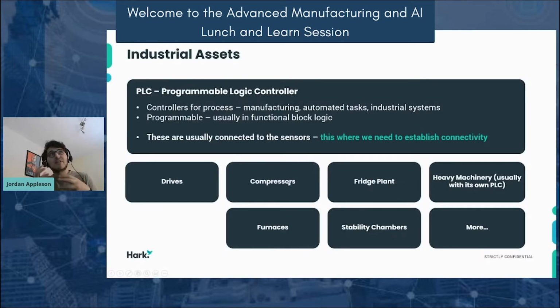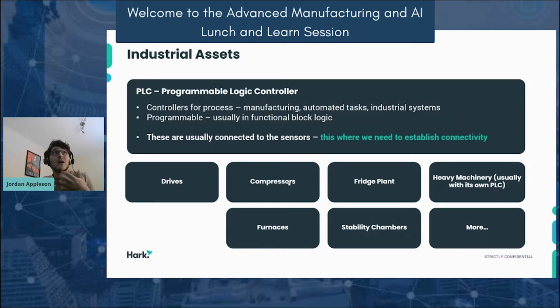So in terms of industrial assets in the Hark world, or in the area we work in, that's typically processes that are powered by assets. So that might be drives, motors that are driving lines. It could be compressors, which are used for air or refrigeration systems, because typically they use compression to actually cool. And that fridge plant alone has so many moving parts. Heavy machinery, so these have process automation controllers. All of these have process automation controllers, which typically have sensors connected to them. And that's where we connect in.